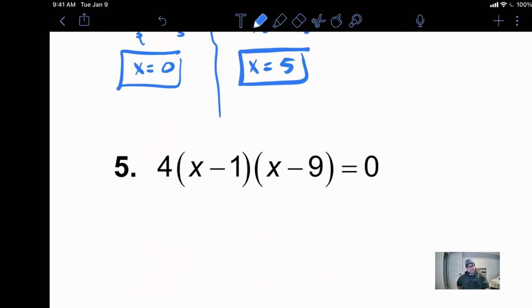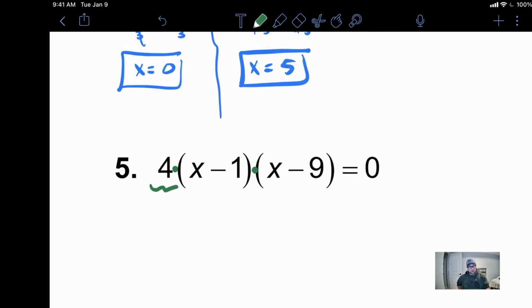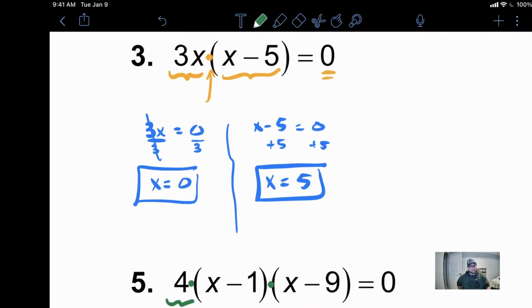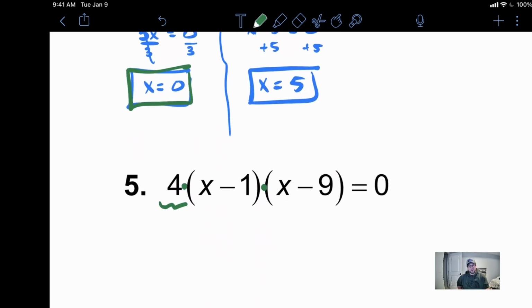Now, in this situation, we see that we have three things being multiplied together: 4, x minus 1, and x minus 9. Now, 4 does not have an x attached to it. Up here, 3 had the x, which is why it was possible that that term could be equal to 0. But since 4 doesn't have an x, it's never going to change. It's a constant term, so we don't need to worry about it.